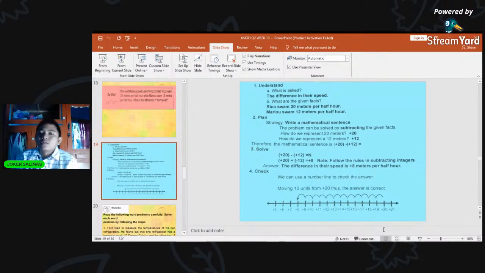By checking it using a number line, we could use a number line to check the answer. Moving 12 units from positive 20, thus the answer is correct. So from positive 20, you're going to move 12 units to get the difference between the two.